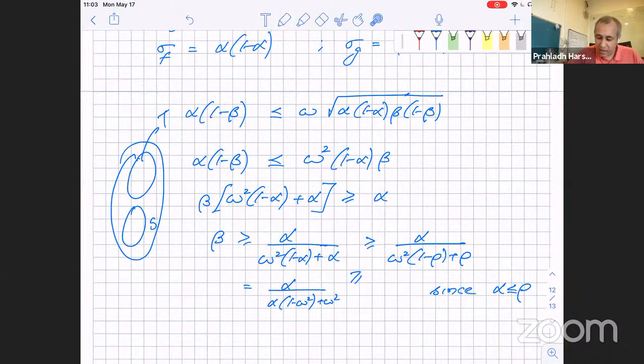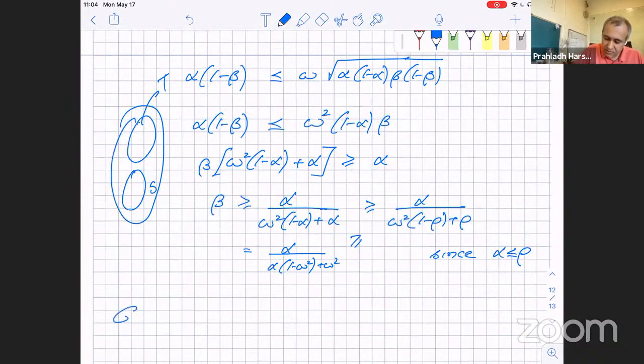And this is a, what is this? This is a quantity which is smaller than 1, because it's rho plus 1 minus rho, it's 1. Rho plus omega square, if omega is bounded away from 1, this is a number less than 1. Therefore, what we get, hence G is a rho n, 1 by omega square (1 minus rho) plus rho expander.